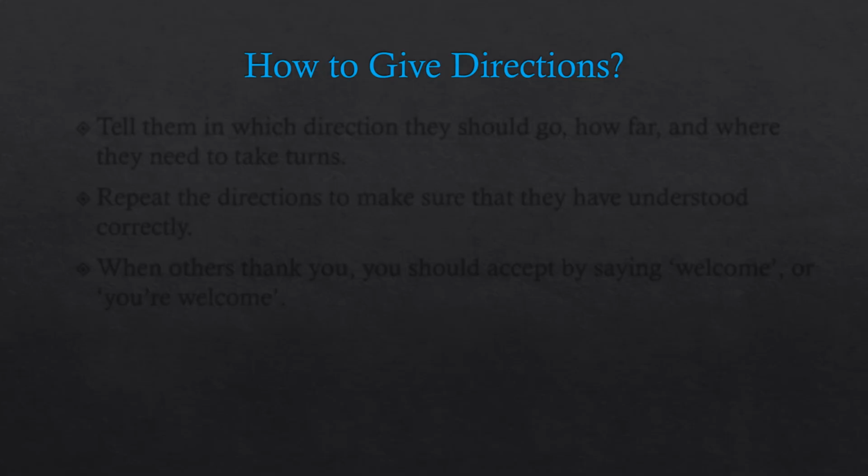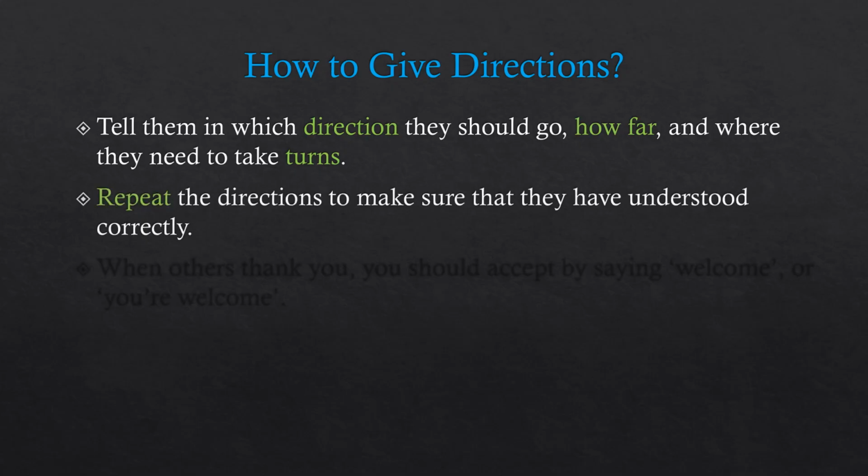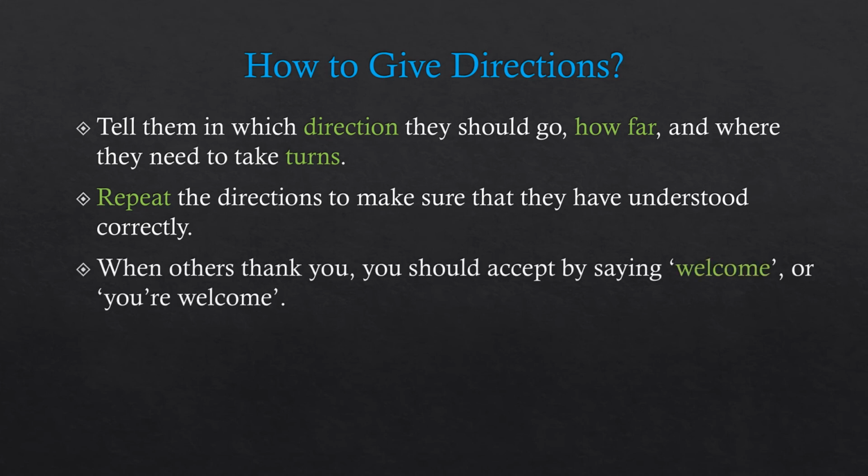Now, if someone needs your help to find out a location, then how to give directions? Tell them in which direction they should go, how far, and where they need to take turns. So, basically, the three things that are important to give directions are the direction, the distance, and the turns. Then you have to repeat the directions to make sure that they have understood correctly. Also, when they say thank you, you should accept by saying welcome or you are welcome. This is how you have to give the directions to others.